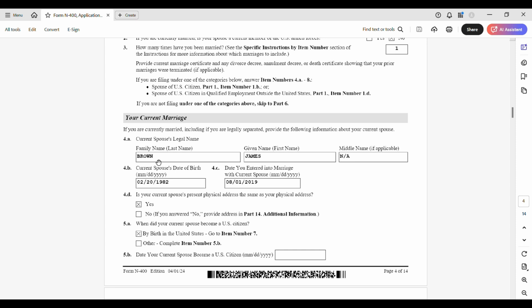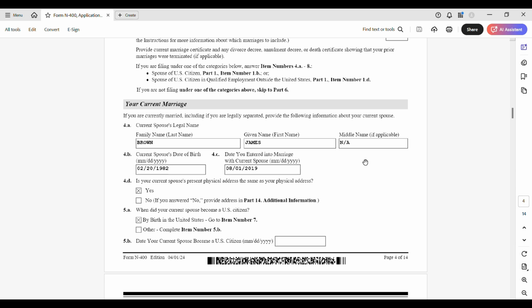Last name, first name, middle name if applicable. In this case, the applicant's spouse does not have a middle name, so we put not applicable or N/A to indicate that. Current spouse's date of birth. So again, we are putting the date of birth of the applicant's spouse here, and the date you entered into marriage with your current spouse.